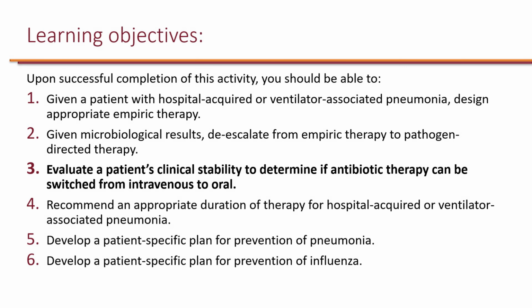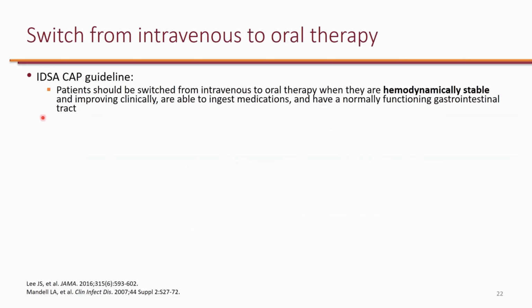We designed appropriate empiric therapy for HAP and VAP, and we de-escalated from empiric therapy to pathogen-directed therapy. Now let's evaluate a patient's clinical stability to determine if antibiotic therapy can be switched from IV to PO. Now, IDSA guidelines for community-acquired pneumonia give us some guidance for switching patients from IV to PO.